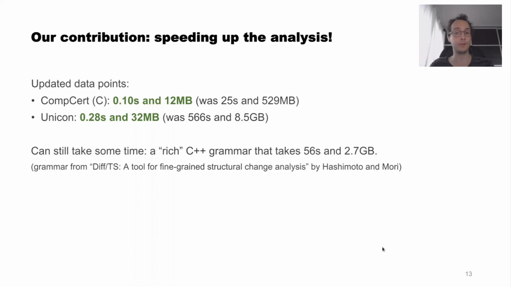However, we found a few ones that are still expensive. The C++ grammar from Hashimoto and Mori supports many C++ dialects and extensions, and includes cleverness to handle common preprocessing patterns, resulting in a very big automaton. It takes a bit less than a minute and 3 GB of RAM to process.